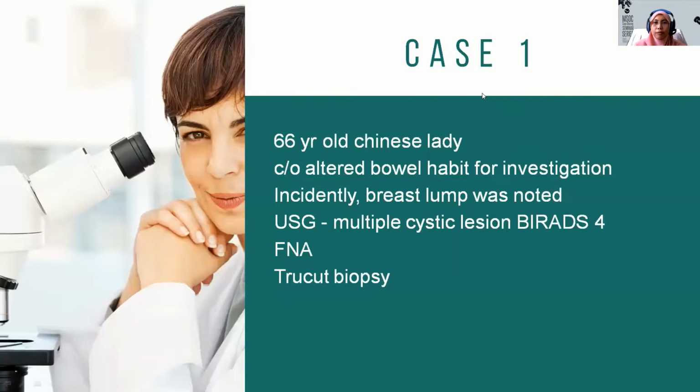All right, first case, a 66-year-old Chinese lady complained of altered bowel habit for investigation, but incidentally, she has a breast lump. Ultrasound found multiple cystic lesions with BI-RADS 4. So FNA was done, to proceed with trucut biopsy.